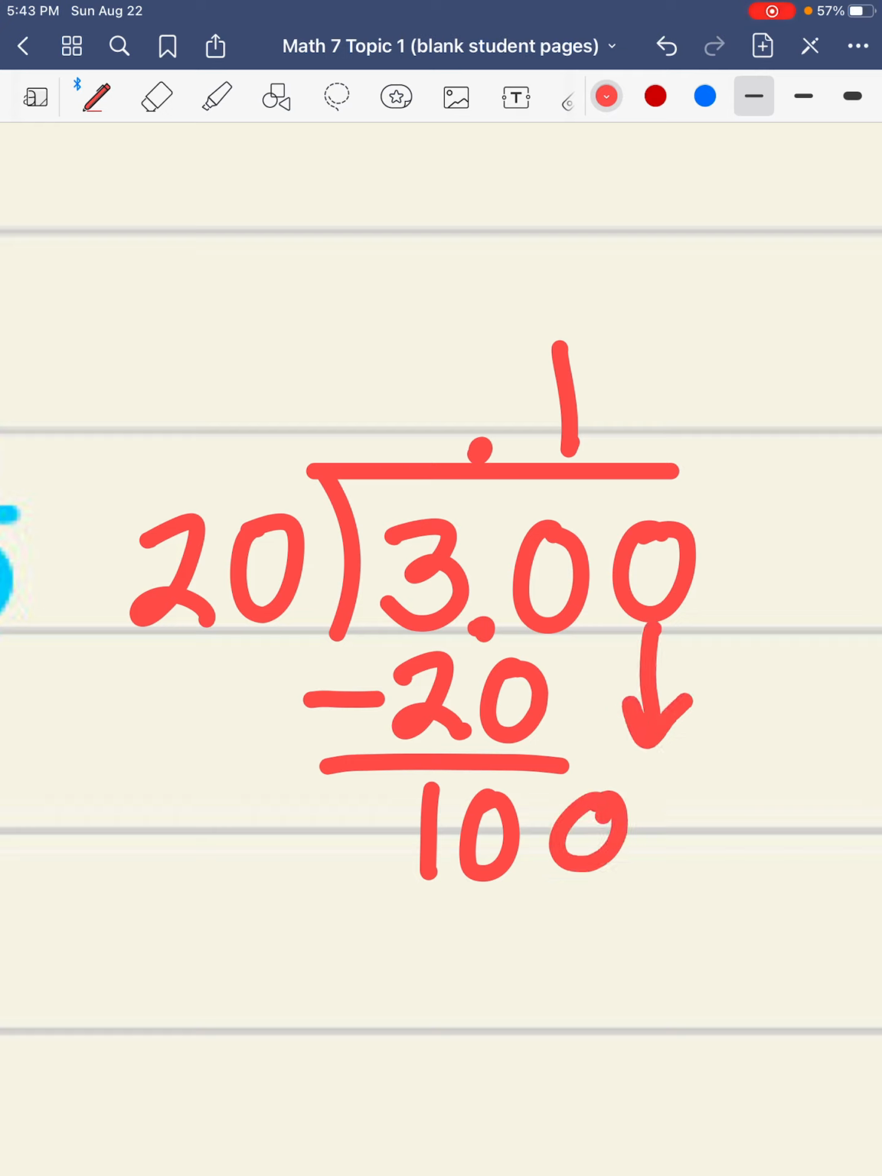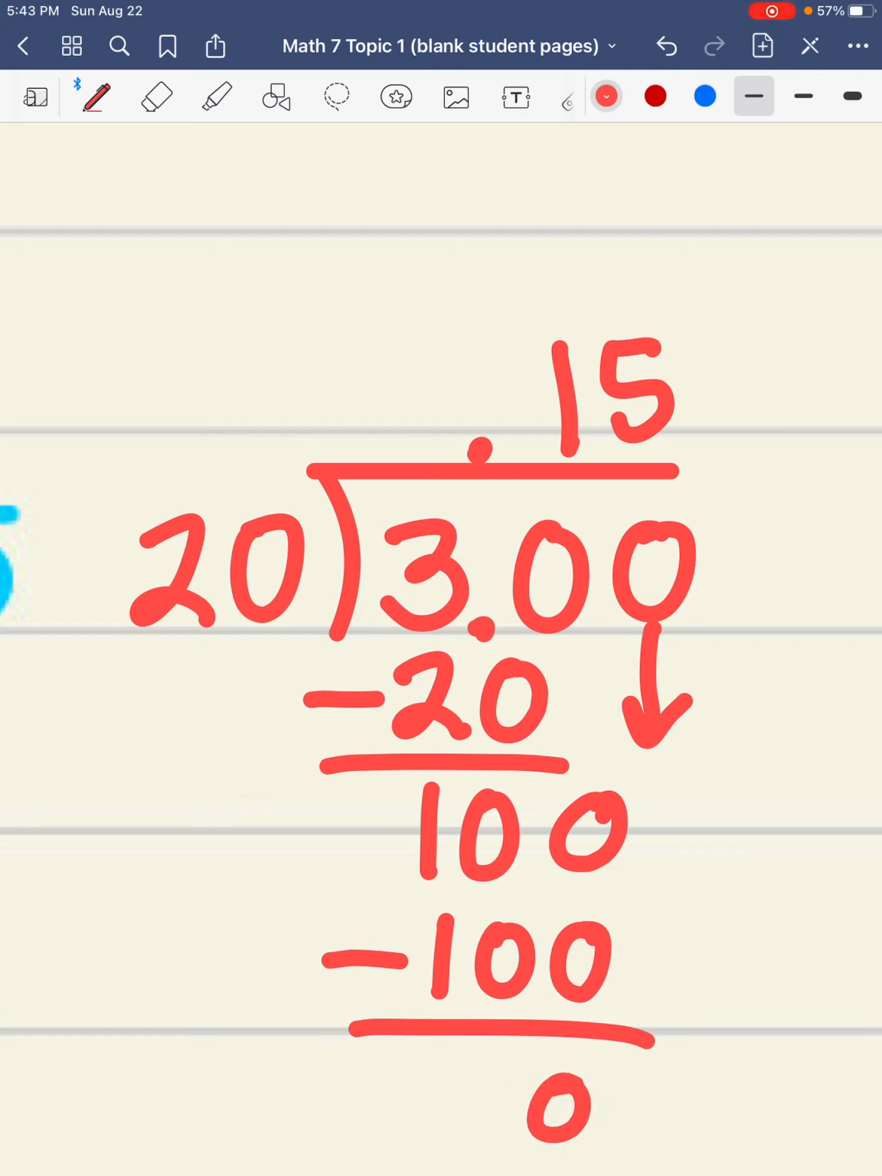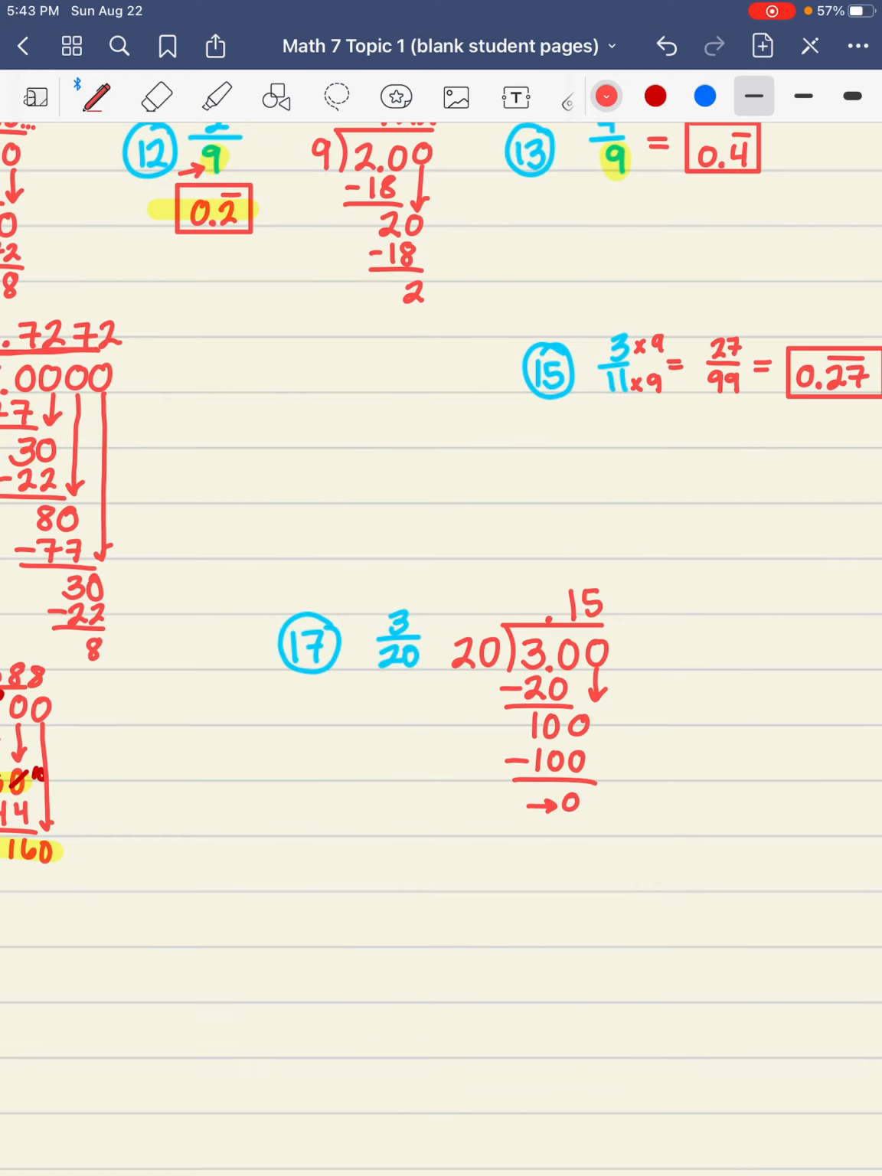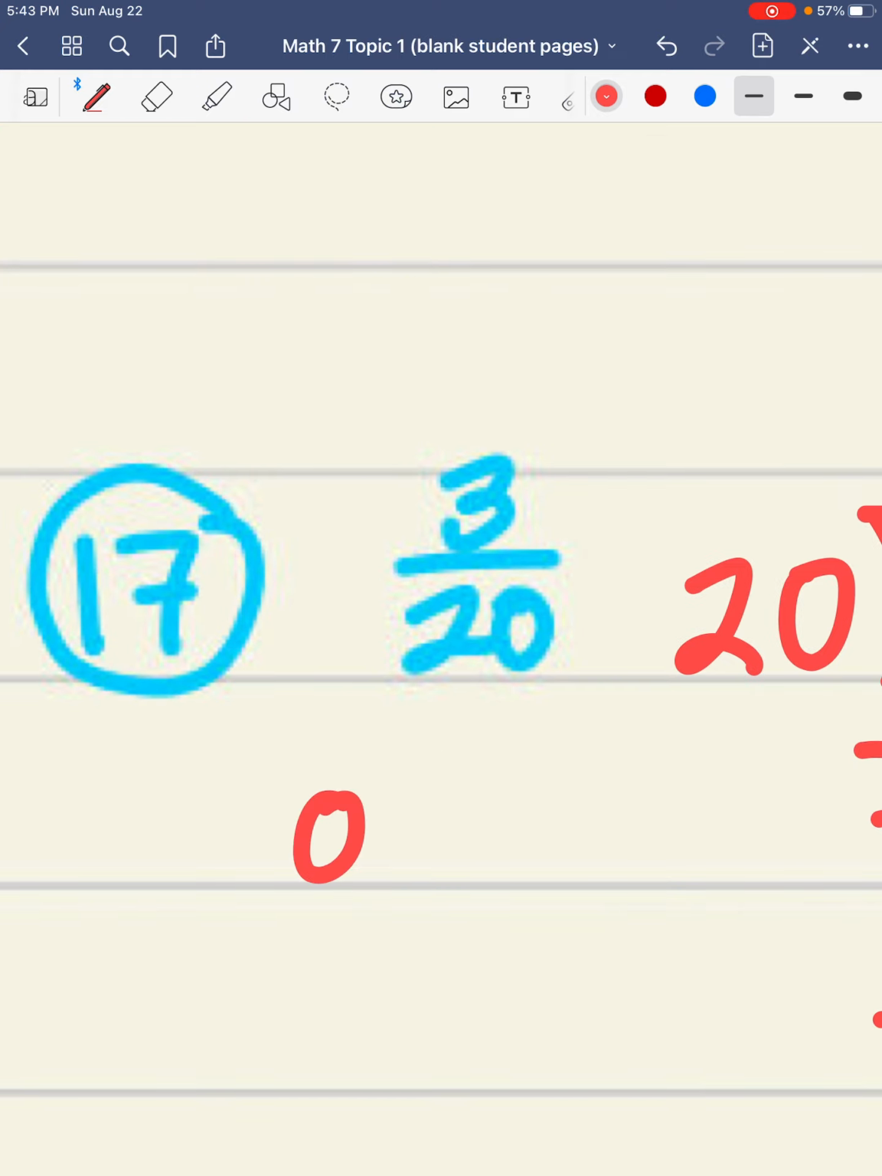How many times can 20 go into 100? Well, 20 goes into 100 5 times. 5 times 20 is 100. So there is no remainder. So because I have a 0 here, this decimal ends. So 3 over 20 is equivalent to 0.15 or 15 hundredths.